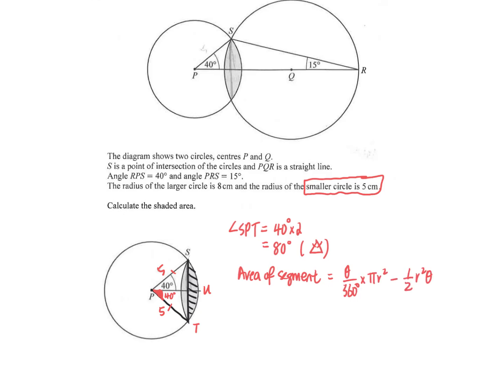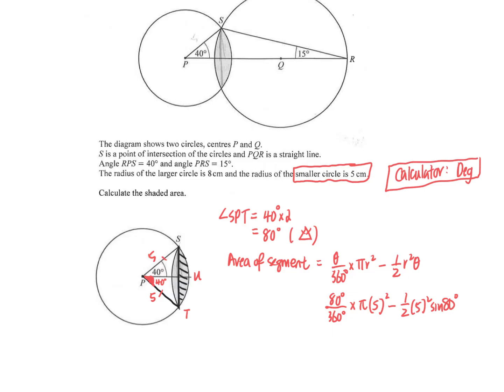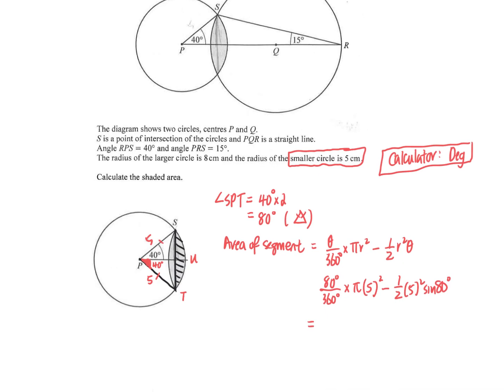This is a minor segment, so you take away the triangle, not add. Major, then you add. Minor is the small one. So everything I just plug and play. The angle is 80 degrees. Radius is 5. Make sure your calculator is in DEG mode. Calculator must be in degree mode. If not, it will give you a very weird answer. So that's it for the first part.